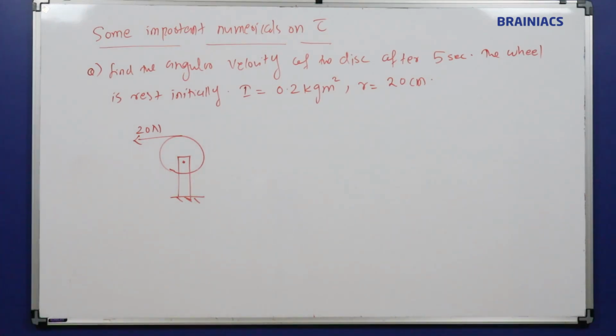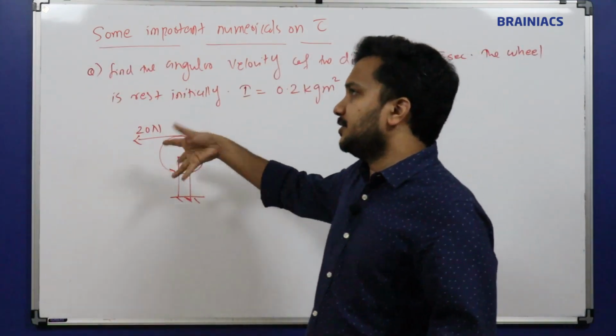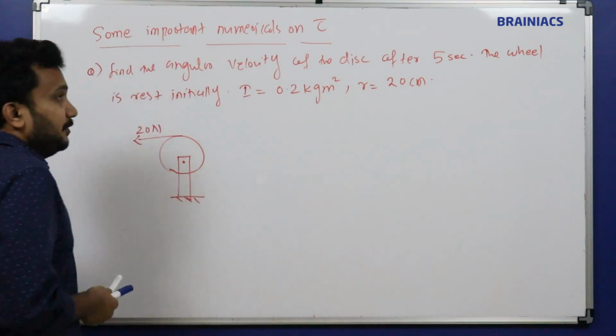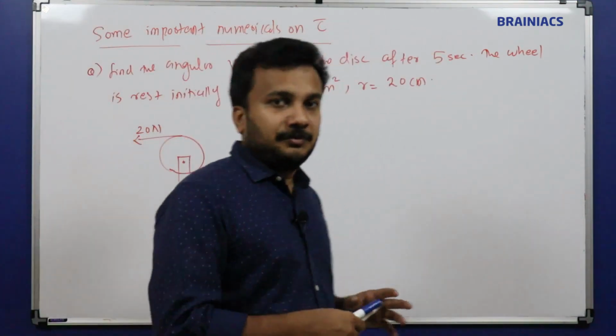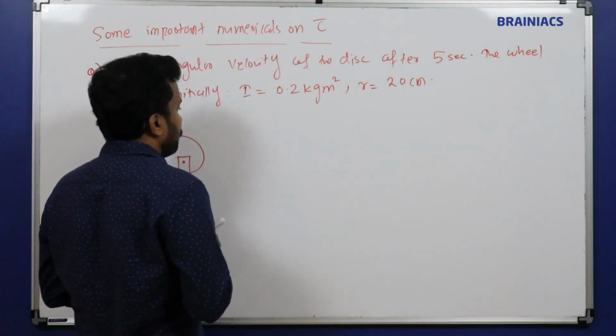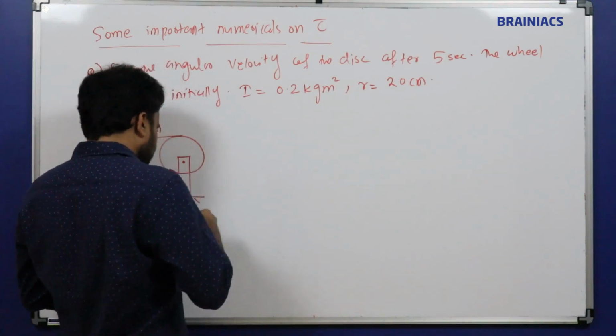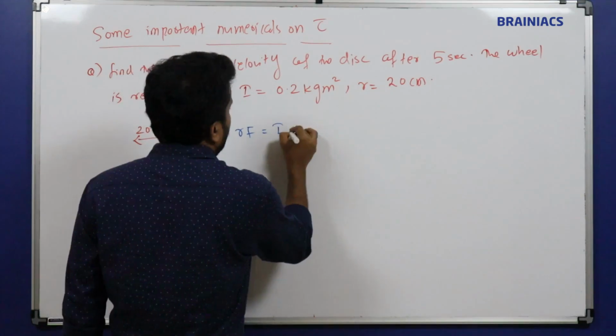This is given. So are turning effects there in the question? Yes. So torque is involved because it is rotating, and we want to find out alpha, omega, theta. In all cases we can apply our torque equation. What is the torque equation? It states that torque equal to RF equal to I alpha. First stage, RF equal to I alpha.